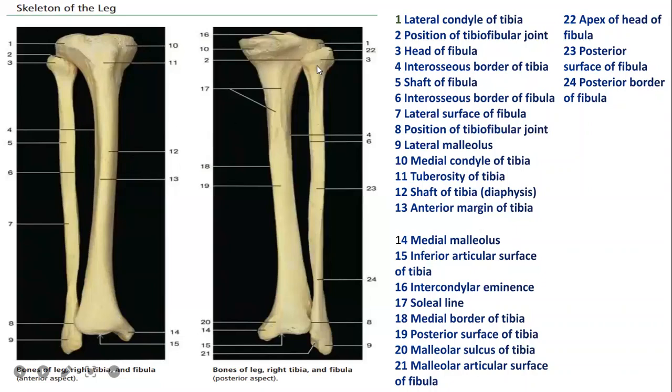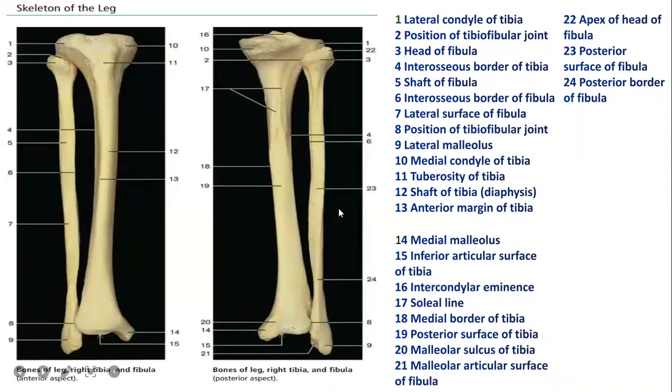Now let's move to the posterior aspect of these two bones. The part labeled 16 is the intercondylar eminence. Then we have 10, which we identified from the anterior aspect, being the medial condyle of tibia. Number 2 is still the same, the position of the tibiofibular joint at the proximal end. Then 22 is the apex of the head of fibula. 3 is the head of fibula. The part labeled 17 is the soleal line. Then 18 is the medial border of tibia, which is next to the midline of the body. The part labeled 19 is the posterior surface of tibia. Then 20 is the malleolar sulcus of tibia, and finally 21 is the malleolar articular surface of fibula, which is right here.